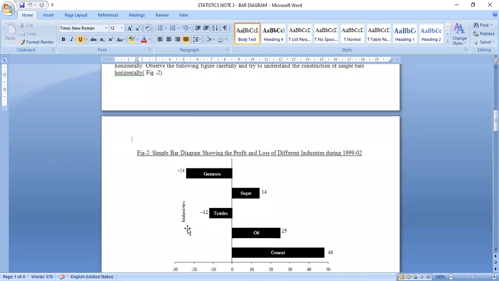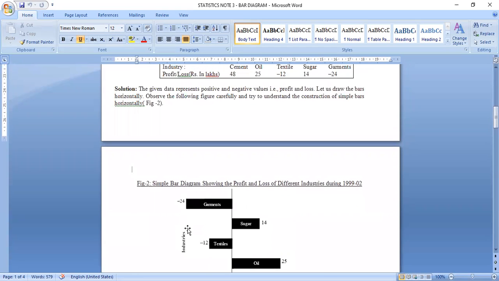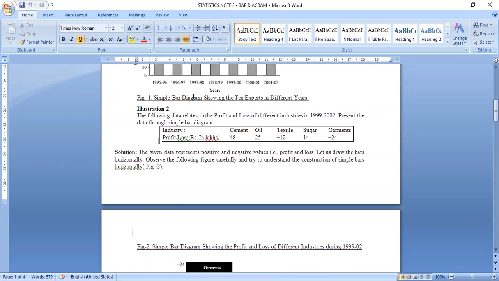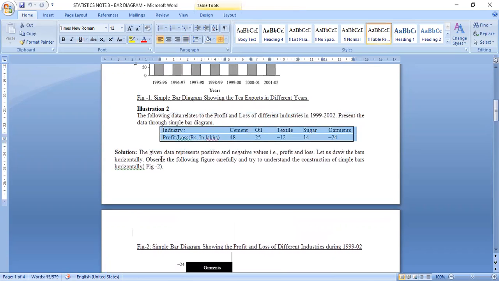See this concept. There is a profit loss. How can you represent the profit loss in a simple bar? Let us see this table, then you can understand. Industry versus profit loss. See this calculation. There is a minus present here. See this profit loss. Industry: cement, oil, textiles, sugar, garments, and the profit loss is 48.25, minus means loss.